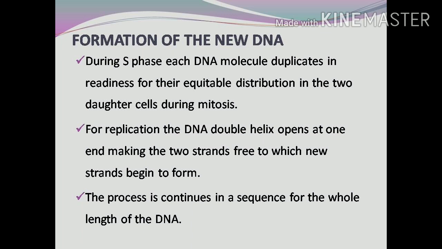During the S phase of the interphase, each DNA molecule duplicates in readiness for their equitable distribution in the two daughter cells during mitosis. For replication, the DNA double helix opens at one end, making the two strands free, on which new strands begin to form. And the process continues in a sequence for the whole length of the DNA.